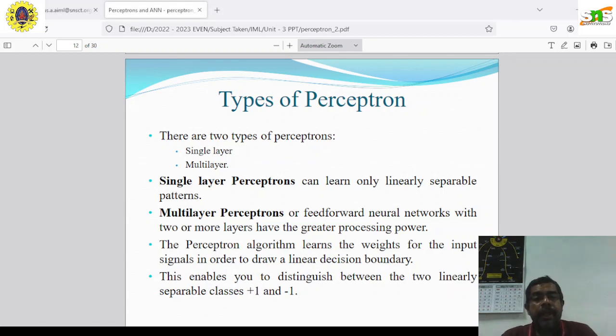Now, continuing, we have to see what all the types of perceptron are. There are two types of perceptron. The first type is called the single layer perceptron, and the second type is called the multi-layer perceptron. The single layer perceptron can learn only linearly separable patterns.